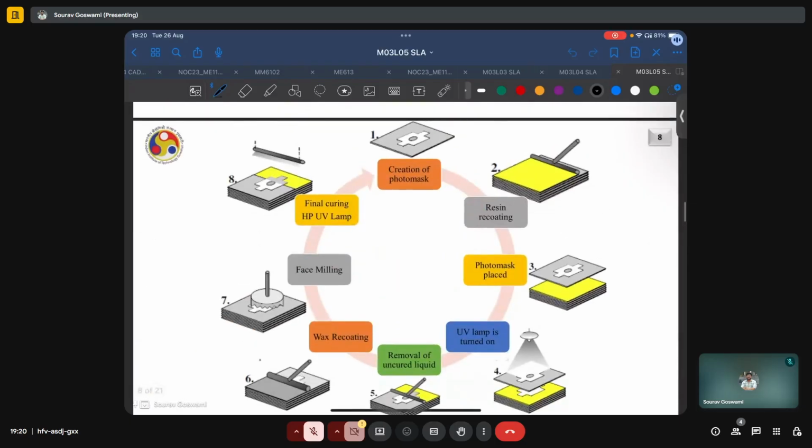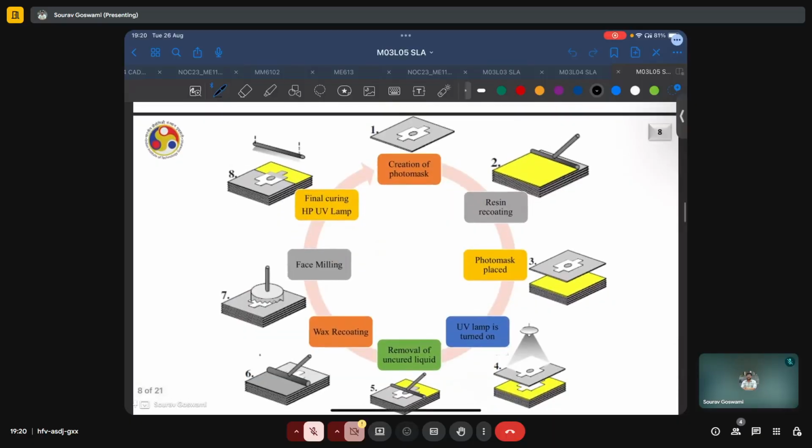And a very useful schematic of the process is also shown here, where first, corresponding to each layer that is to be deposited, we have to create the photomask. Second, we coat the build plate or any pre-existing layer with resin. The photomask is placed at an optimum distance from this resin, and then the UV lamp is turned on. The resin is then partially cured.